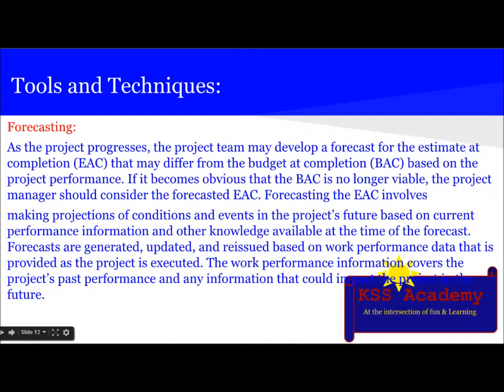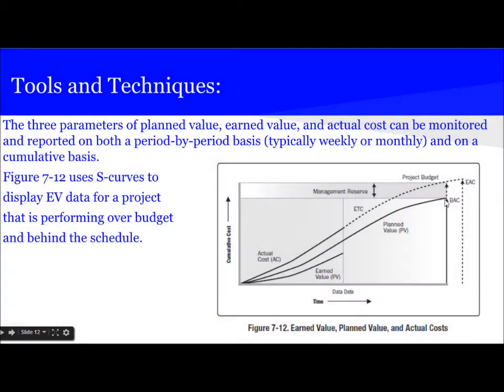The next technique is forecasting. As the project progresses, the project team may develop a forecast for the estimate at completion, known as EAC, that may differ from the budget at completion based on the project performance. If it becomes obvious that the BAC is no longer viable, the project manager should consider the forecasted EAC. So here we can see that initially it is always budget at completion. This is the time where the project should be completed. But at some point, when the project manager realizes that it is no longer viable, then they calculate the EAC, estimate at completion.